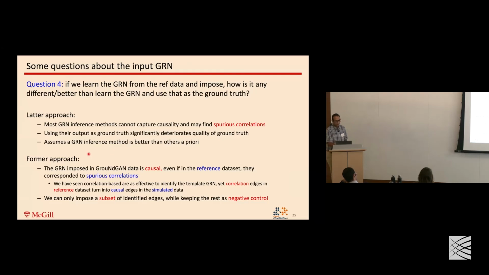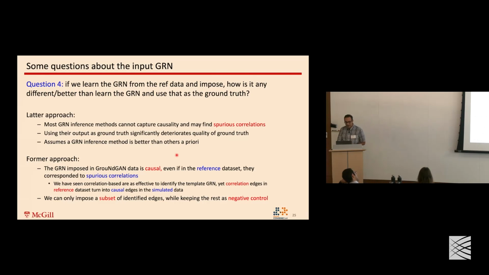And this is different from our approach because even if the GRN that we are finding from the reference data set is not causal itself, when we impose it using GRouNdGAN and generate simulated data, it turns into the causal graph of the simulated data, even if it was not the causal graph of the reference data. And in fact, we show that completely correlation-based methods can also be used to find that kind of initial graph and then impose it in a causal manner using GRouNdGAN.